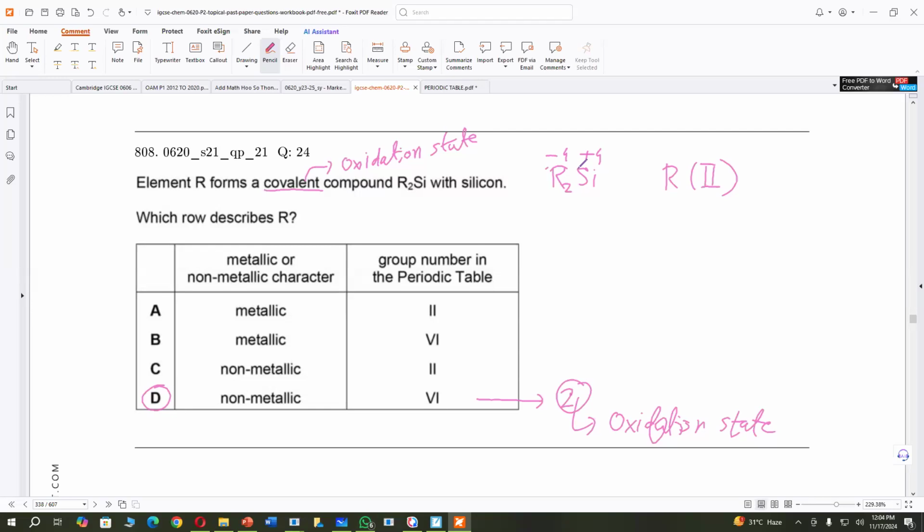Silicon is in group 4, so it should have +4, and R is in group 6, so it should have -2. Actually +2, -2 doesn't matter. Why can't the answer be C also? No, C means group 2. How can you find a non-metal in group 2? Okay, make a quick memory: group 1 is full metal, group 2 is full metal. Okay, got it clear.